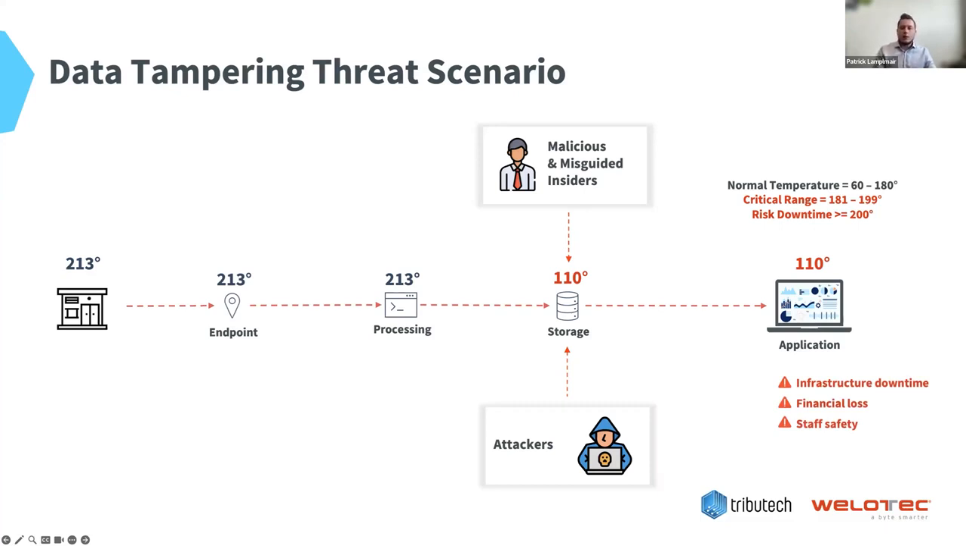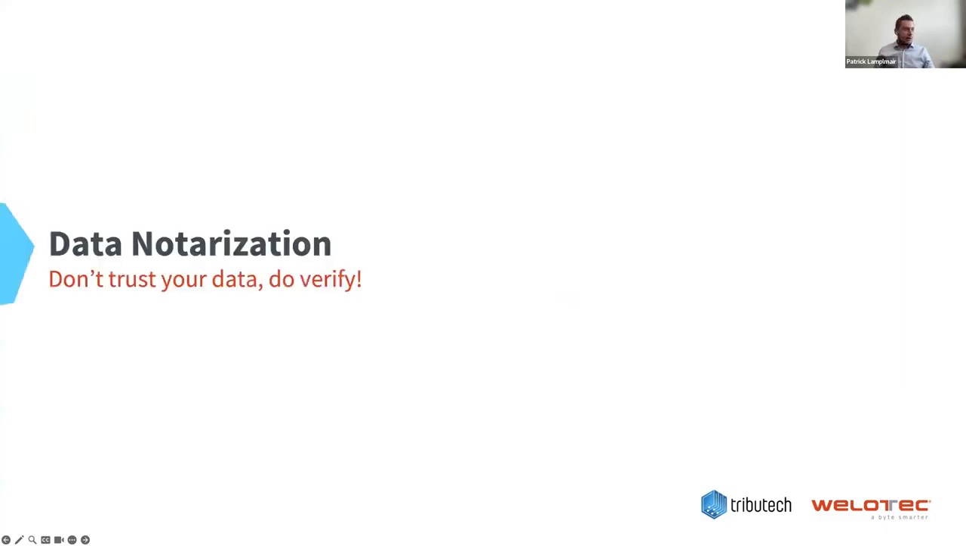We have a financial loss, and if the whole transformer burns down, we maybe also have some issue with staff or other people involved. And you may ask, what should we do now? And what we at Tributech would recommend is that you should not blindly trust your data. You should verify your data before you do any actions.